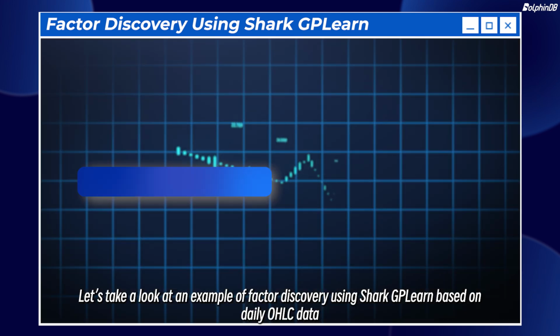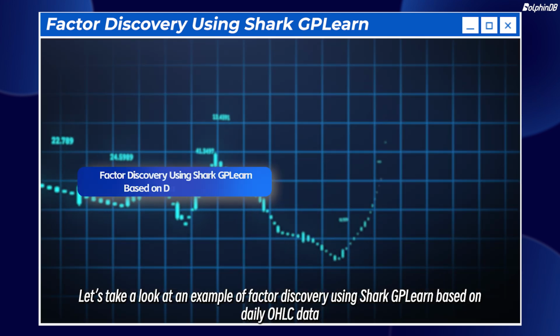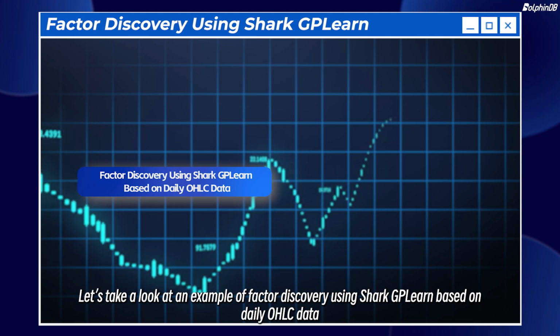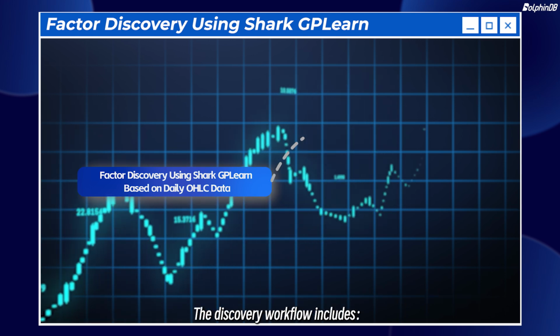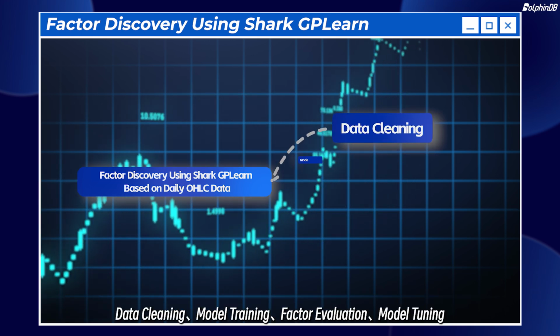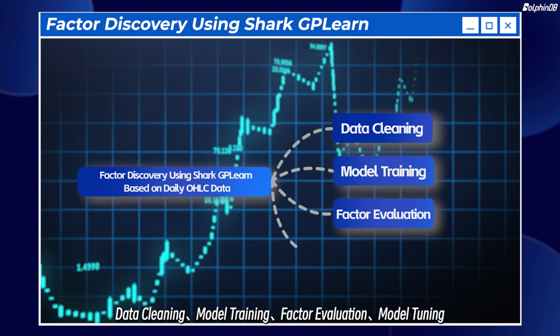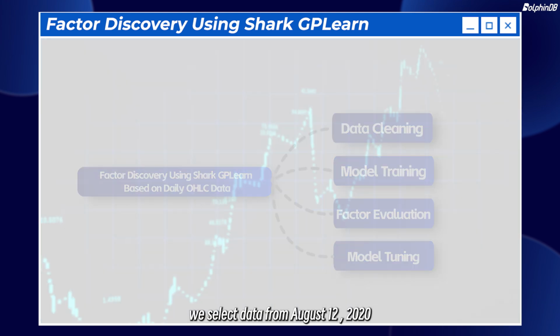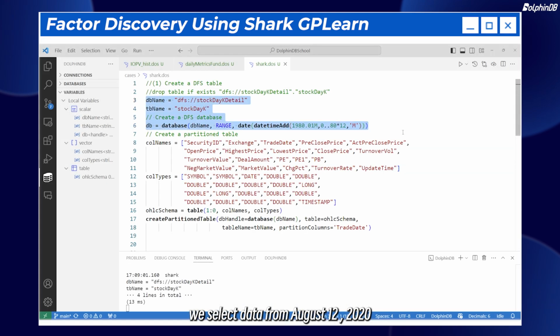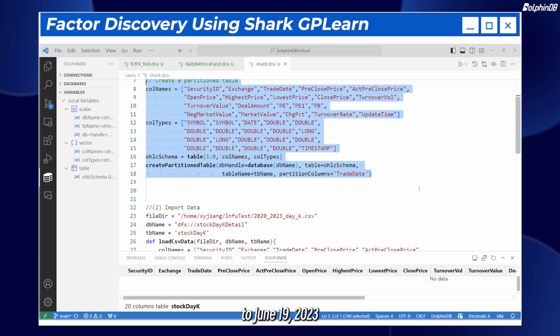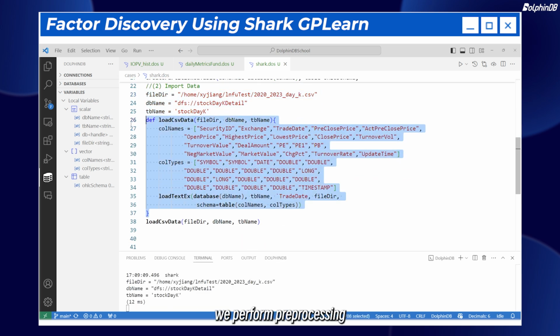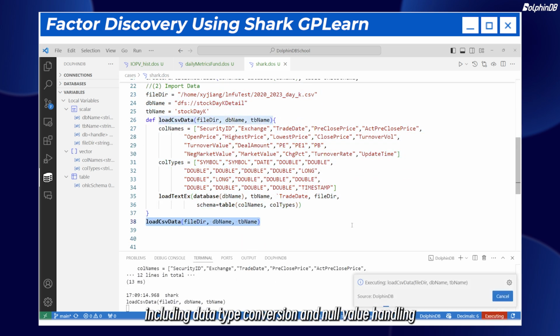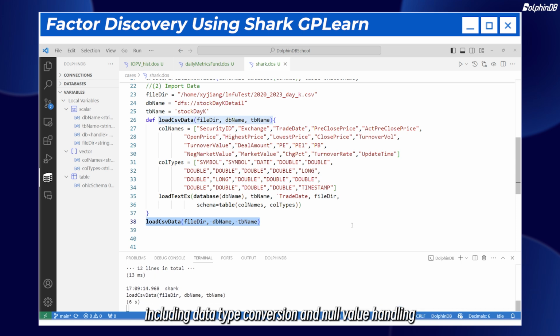Let's take a look at an example of factor discovery using Shark GPLearn based on daily OHLC data. The discovery workflow includes data cleaning, model training, factor evaluation and model tuning. We select data from August 12, 2020 to June 19, 2023. After importing data, we perform preprocessing, including data type conversion and null value handling.